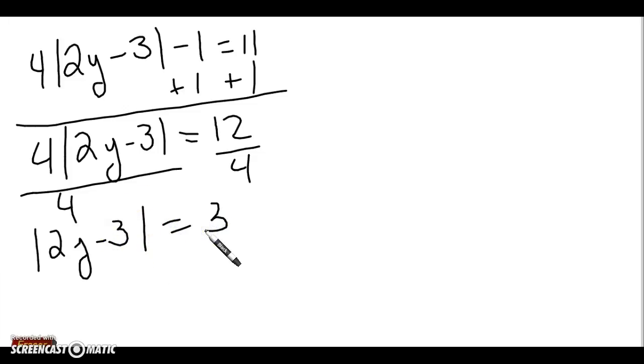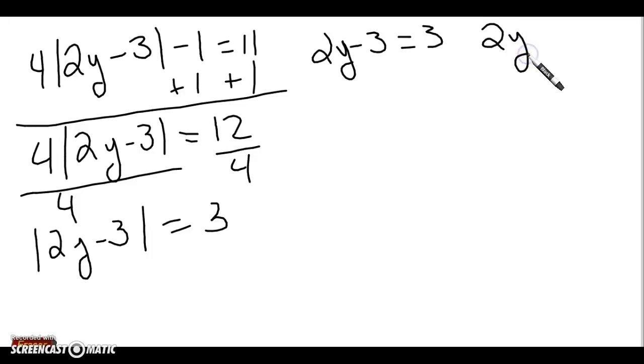And so with absolute value equations, remember, the expression inside my absolute value can equal a negative 3 or a positive 3. But my final solution will always be positive. So let's make sure we write those two equations. I have 2y minus 3 equals 3, or it can be 2y minus 3 equals negative 3. So I'm going to solve both.